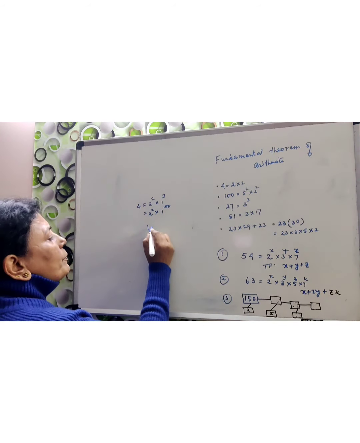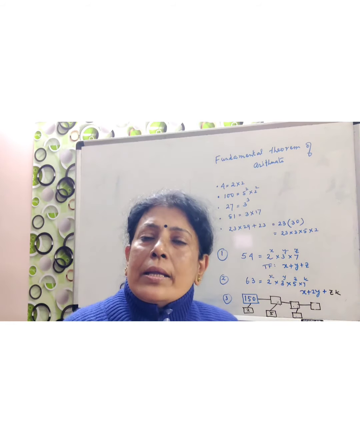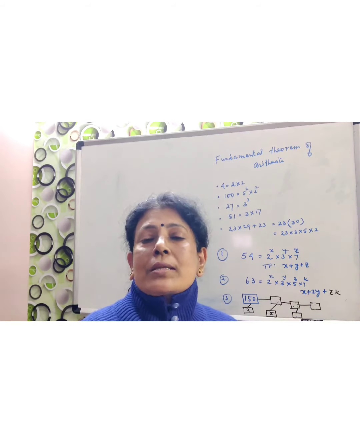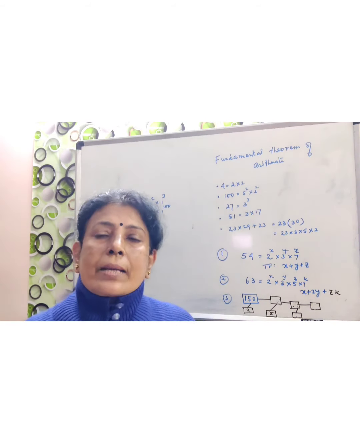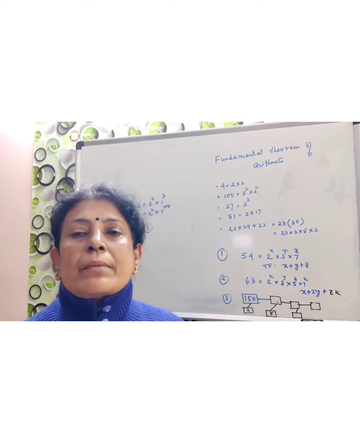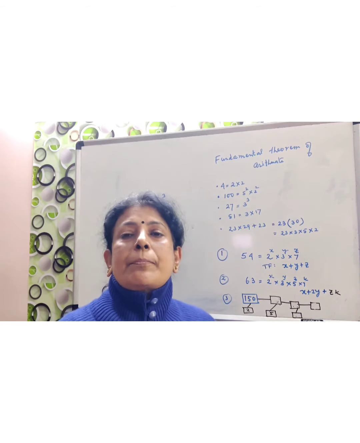Now, if 1 is composite, then it can be expressed as a product of primes. Since 1 itself is not a prime number, 1 is not a composite number also. So 1 is neither composite nor prime. Now, based on the fundamental theorem of arithmetic, we can solve some typical basic problems.